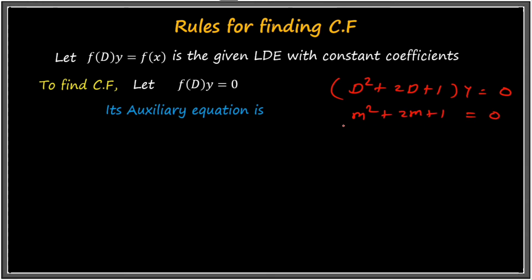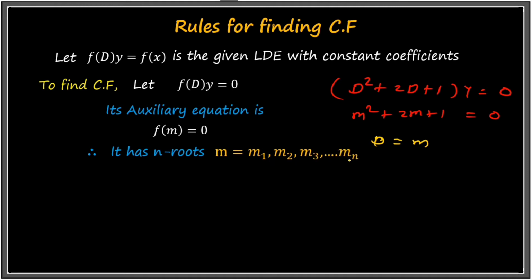Means we have to write down this m square plus 2m plus 1, where D equals m, we have to use D equals m. So the form is f(m) equals 0. Next, f(m) equals 0 means it has n roots, that is m equals m1, m2, m3 up to mn.